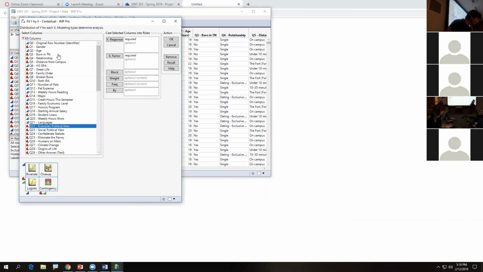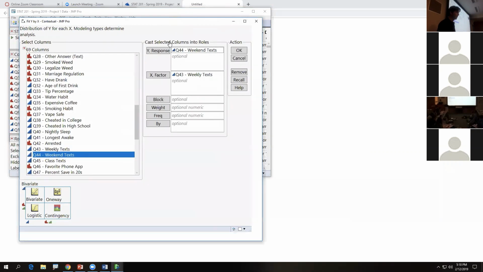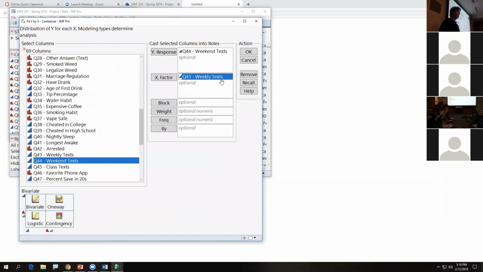Let's do something very obvious. Let's see if how much someone texts in a week explains how much they text in a weekend. Does that make sense? Let me increase the font size to make it nice and big for you guys. So weekly text is explaining how much you text on the weekend. They're kind of aggregates of each other, so it's logical to think how much you text during the week explains to some degree how much you text on the weekend. And let's see if I was right.